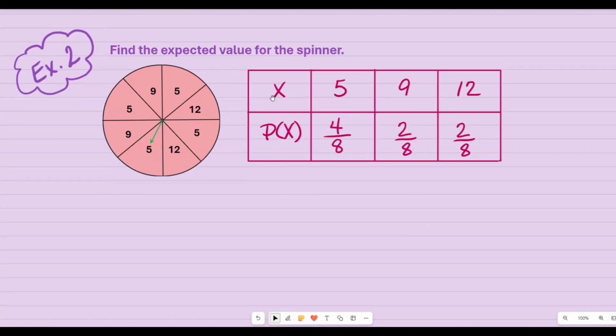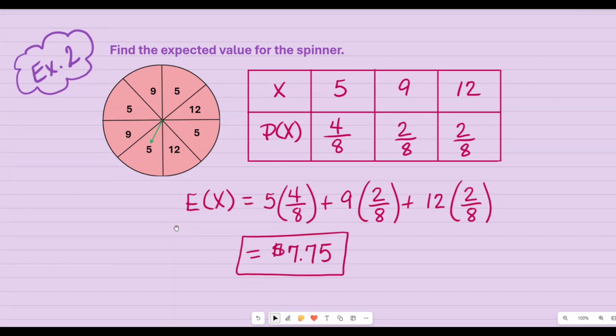Again, I set up my X values and the probability of those X's, as I mentioned earlier. Now I'm just going to multiply up and down, add, to get the expected value. So my expected value for the spinner is shown here, and my actual amount would be $7.75.